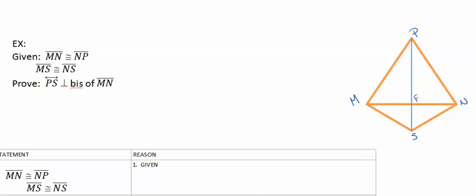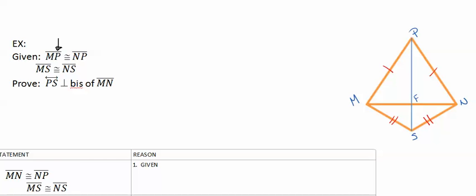Let's look at our first example. We're given the diagram on the right along with the following information. Line segment MN is congruent to line segment NP. Line segment MS is congruent to line segment NS. What we are trying to prove is that line PS will be a perpendicular bisector of line segment MN. Correction, this first one should be line segment NP. So the diagram will look as followed.